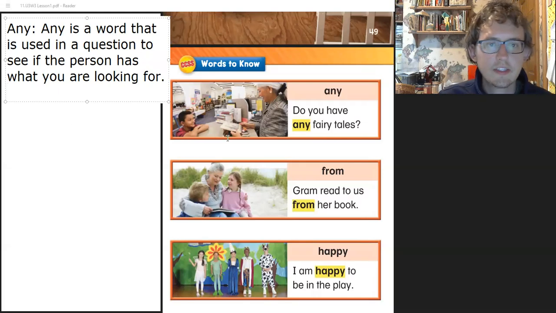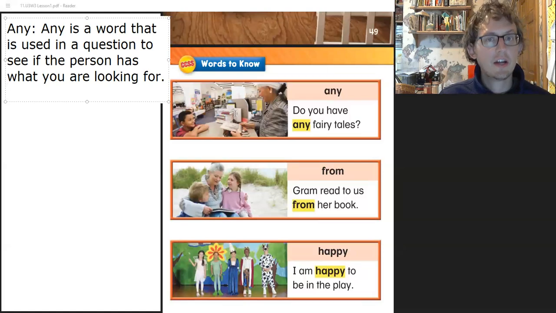So we can see in this picture, the little boy is at the library, right? We can see all the books, and he's asking the librarian, do you have any fairy tales? So he's asking the librarian if she has what he is looking for, right? He's looking for fairy tale books, and so he's asking the librarian if she has any, right?